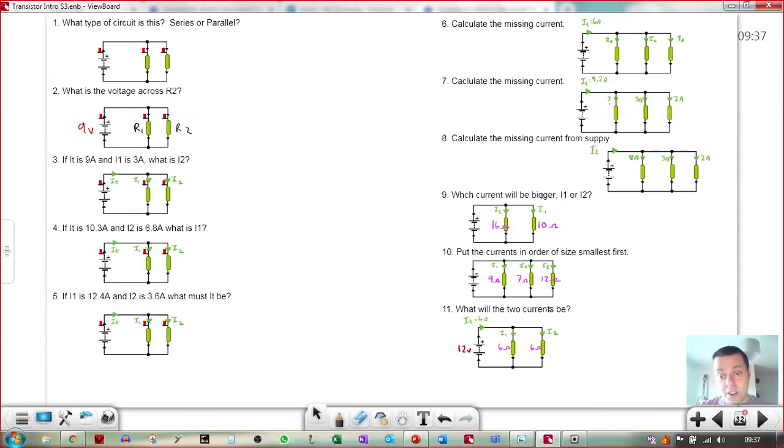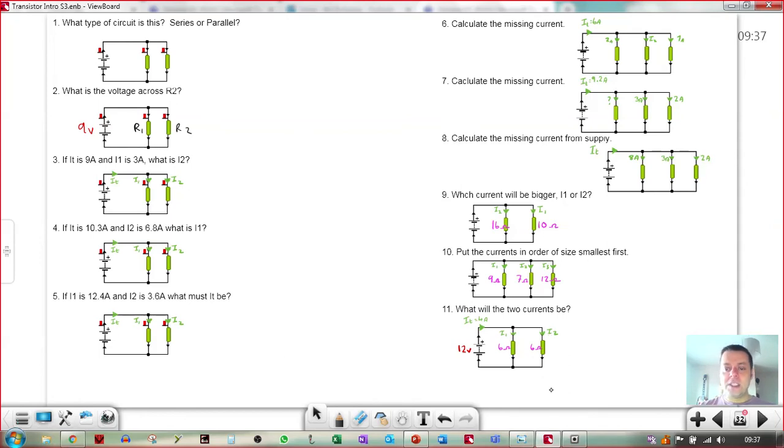And then what will the two currents be? Again, the two resistance values are the same, so the two currents will be the same, and they will each be half of 4 amps. So I1 and I2 are 2 amps each. That's the kind of process that we're looking for.